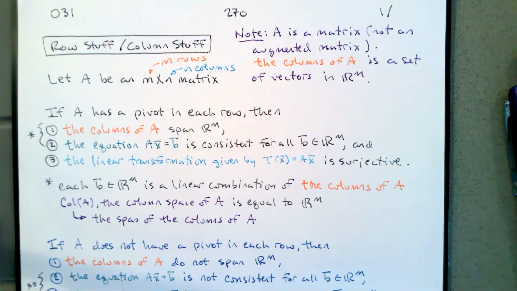Each of the columns has M rows, so that means each column of A is a vector in Rm. So if A is 2 by 3, then we have 3 vectors in R2. If A is 5 by 4, then I have 4 vectors in R5.